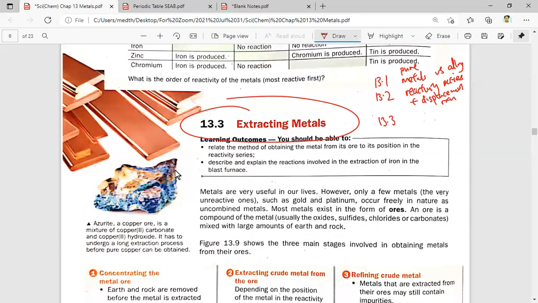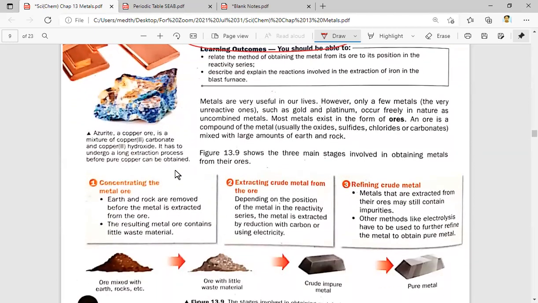And now in 13.3, we are looking at how to extract metals. Okay, so in terms of extracting metals, why must we extract them?